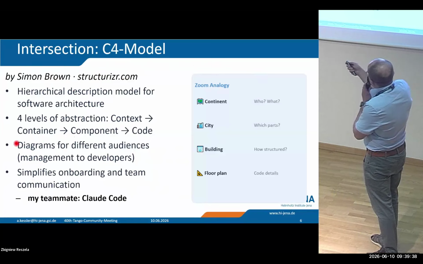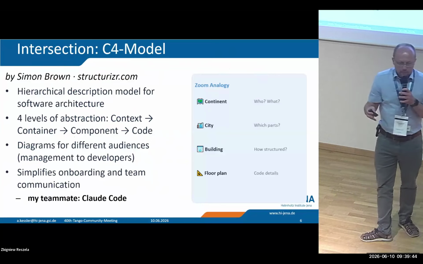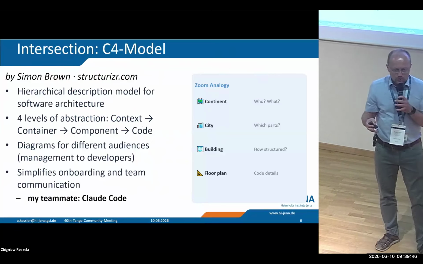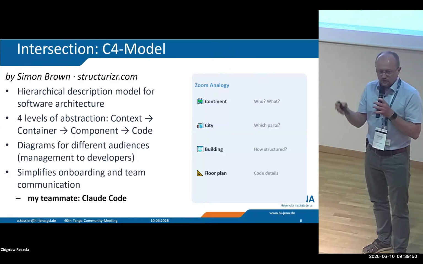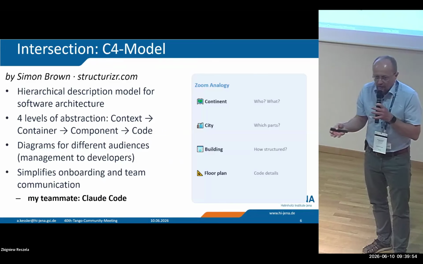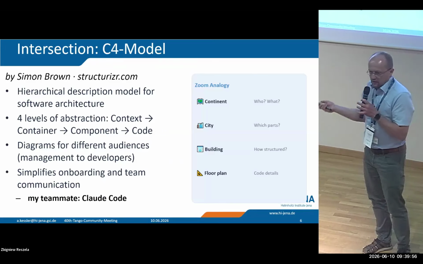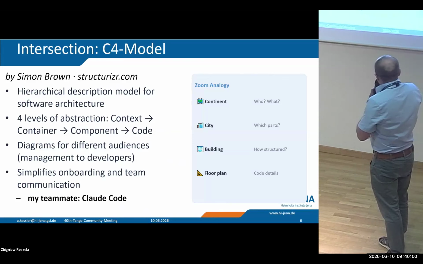It stands for context, container, components, and code, also four times C. You can imagine it is like a map, like a Google map. Usually first you see Europe or the world, and you can zoom into Europe, then into Barcelona, and into the Alba. And in the Alba you can see the streets and so on. So this is the plan.